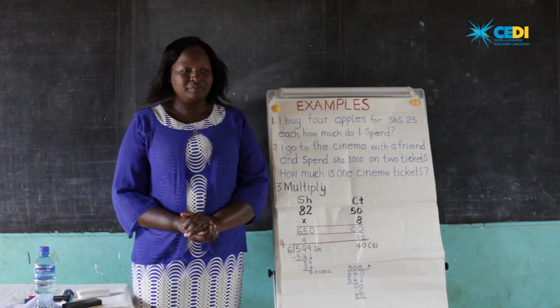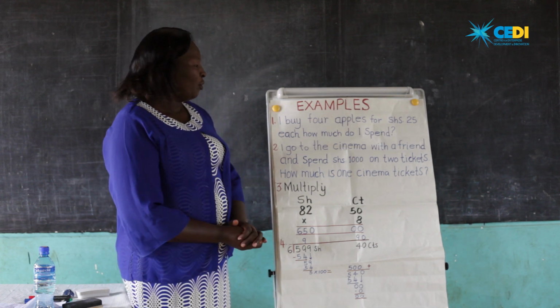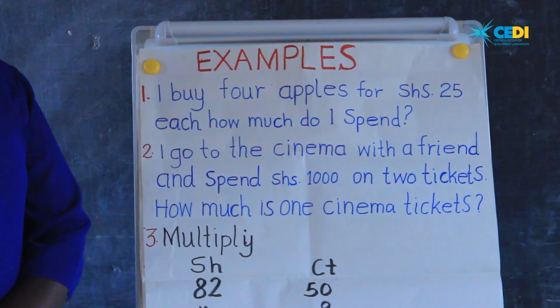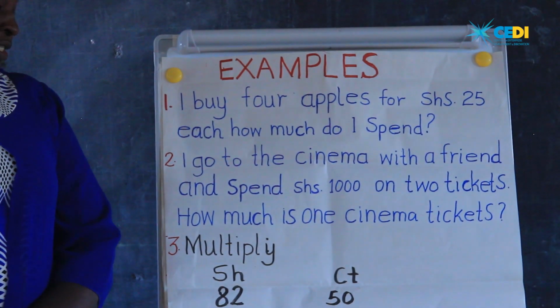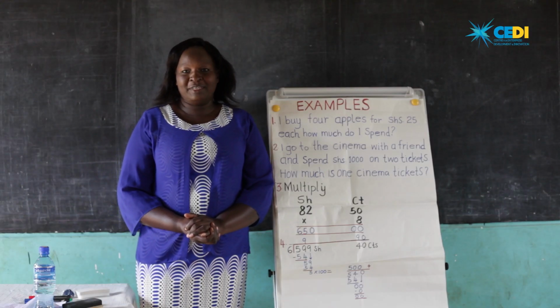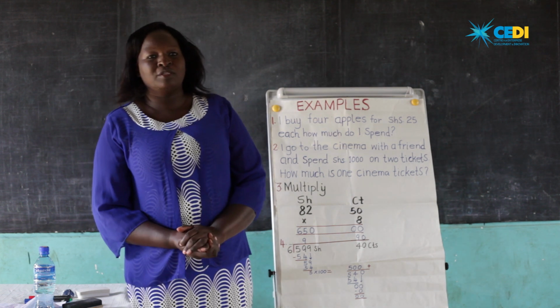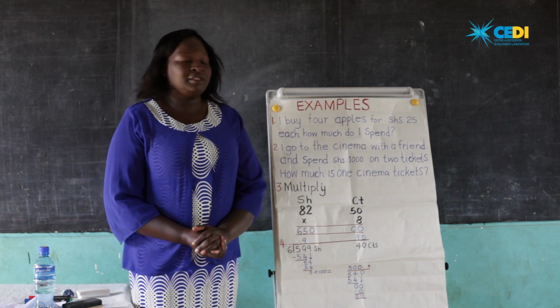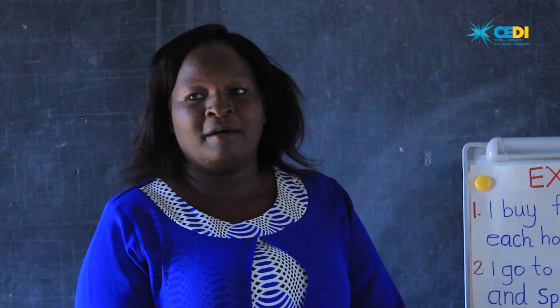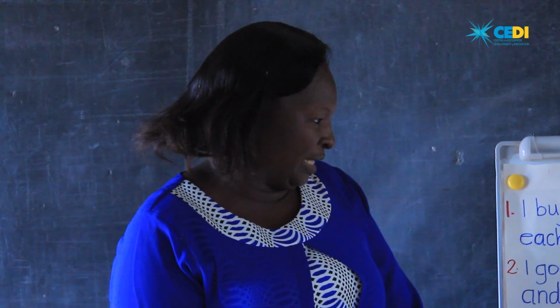Question number 2. I go to the cinema with a friend and spend 1,000 shillings on 2 tickets. How much is 1 cinema ticket? Very good, class. At least most of you know that we are going to use division to derive our answer. Jane, what do you think is the answer? Correct. 500 shillings. We use division.